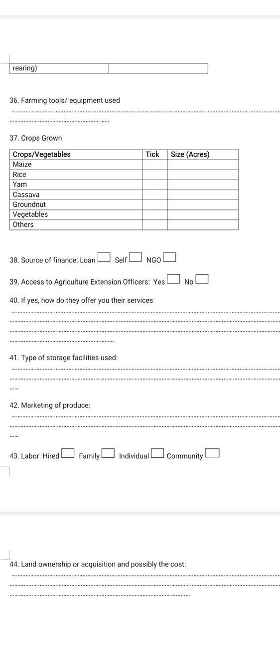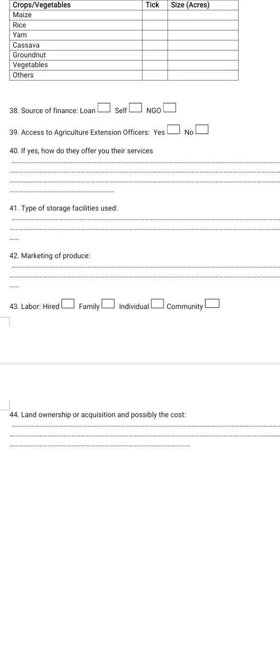Source of finance: is it a loan that they go for? Is it self-funded, or an NGO that supports them? If it is themselves, you indicate it. If it is an NGO, you indicate it. If it is a loan that they go for, you indicate it.